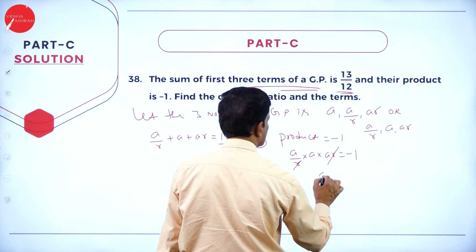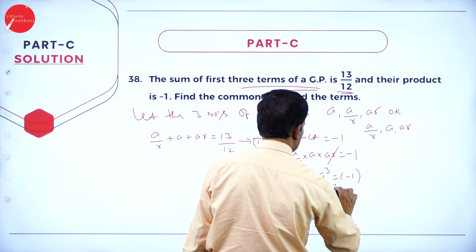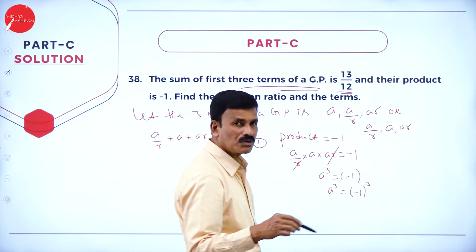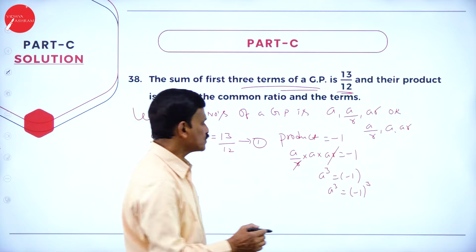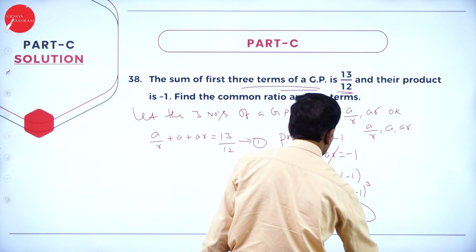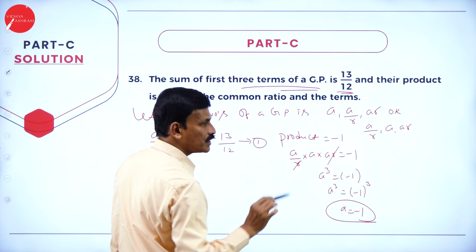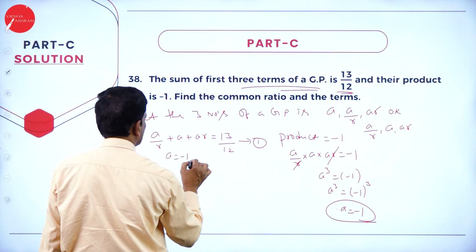So, R and R get cancelled. A cube is equal to minus 1. So, A cube is equal to, this can also be written as minus 1 whole cube, because minus 1 we multiply 3 times, minus into minus into minus is minus itself. So, therefore, A is equal to minus 1. The first term is minus 1. So, find the common ratio. Now, put A is equal to minus 1 here.